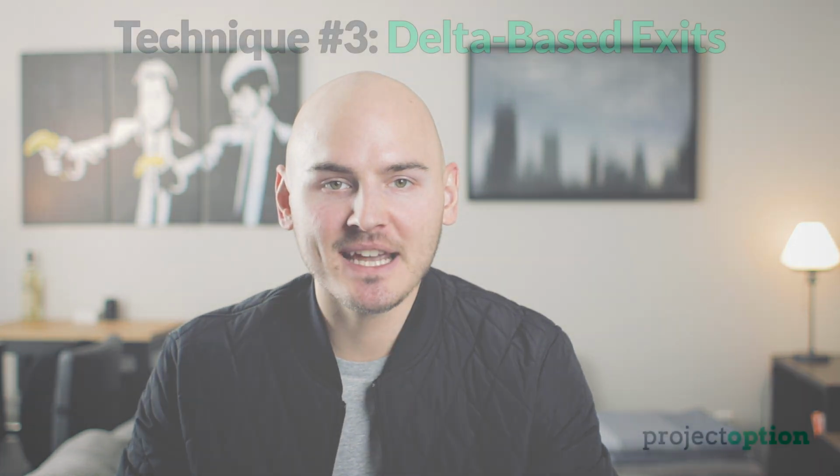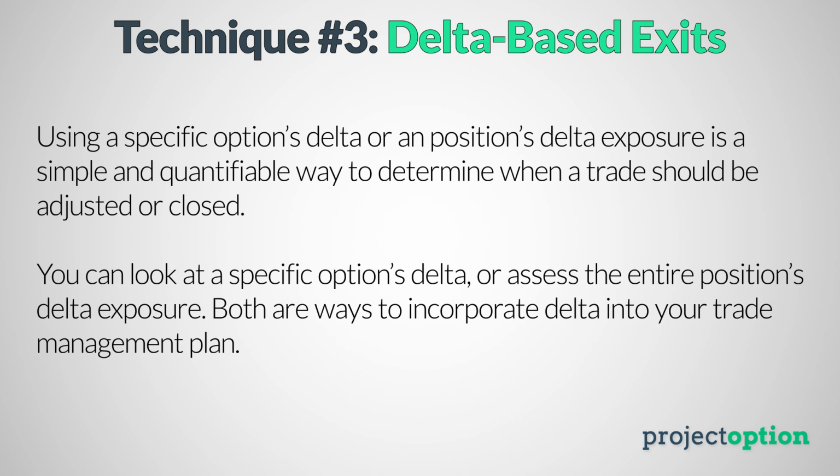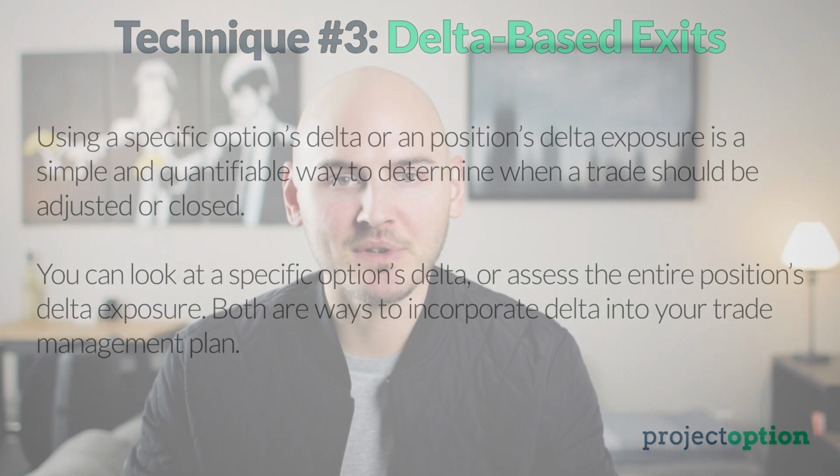The third trade management technique is to use delta to determine when to close an option position. There are 2 ways that you can use delta to manage trades. The first way is to actually monitor the delta of a specific option in your trade, and the second is to actually monitor the position delta of your entire position.